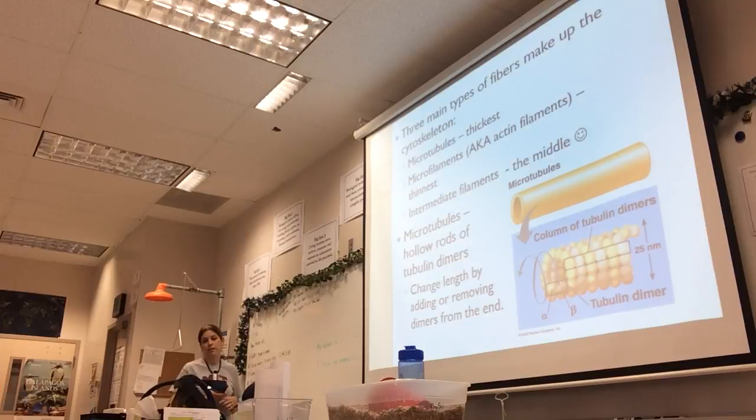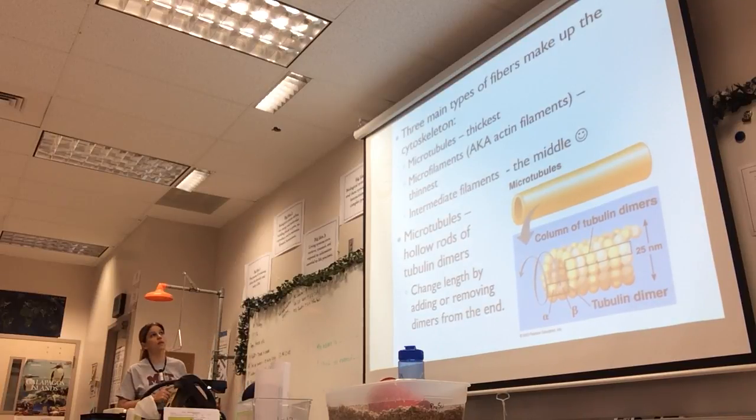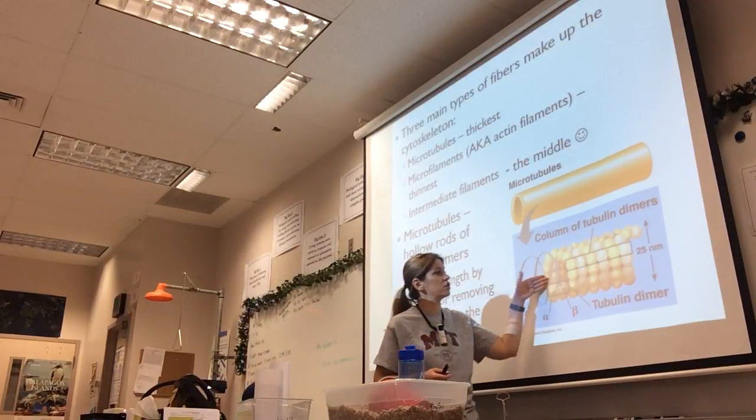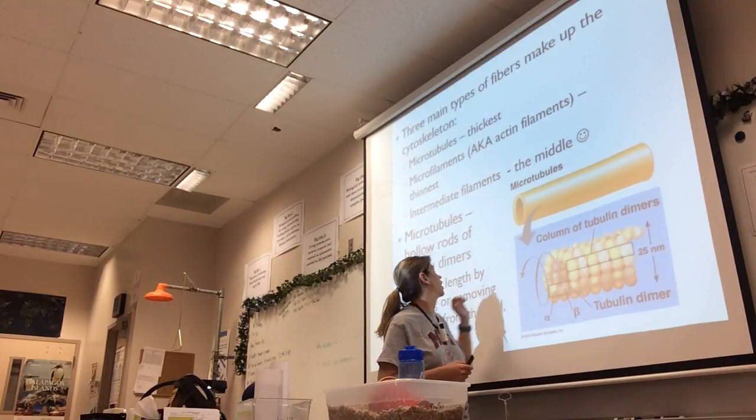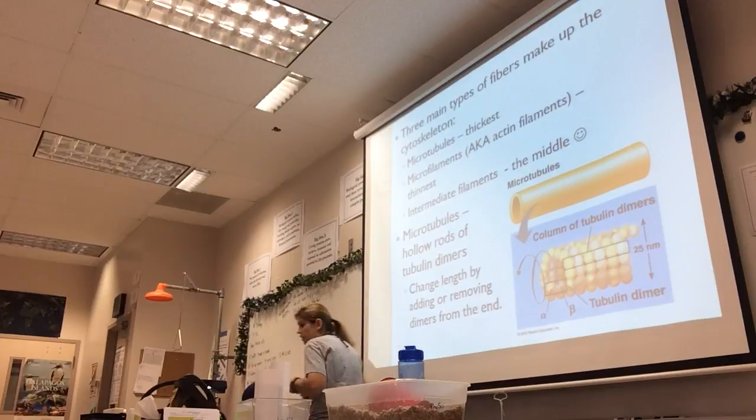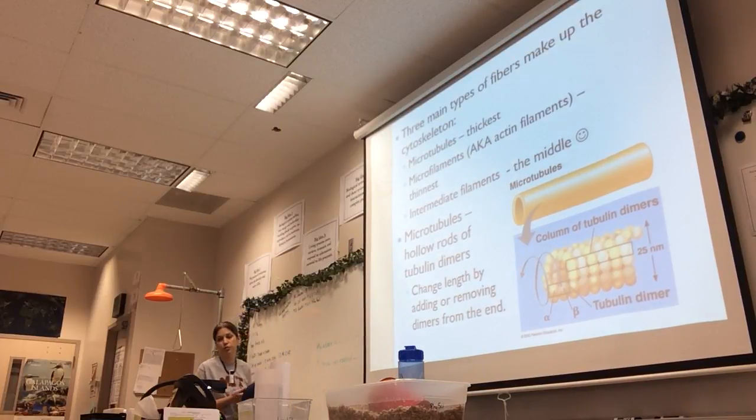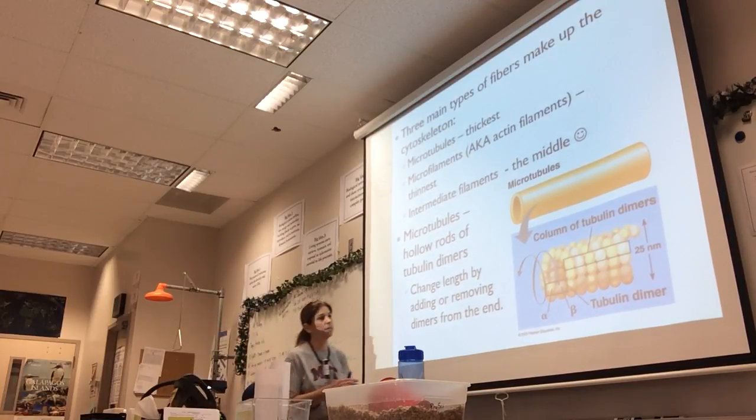Those 3 main types of fibers, like I just showed you in the picture: microtubules, microfilaments, and intermediate filaments. Microtubules are tubes, and they are hollow. Okay? These are the thickest ones. See how there's space in between them? Microtubules are made up of what are called tubulin dimers. So this part is the dimer.